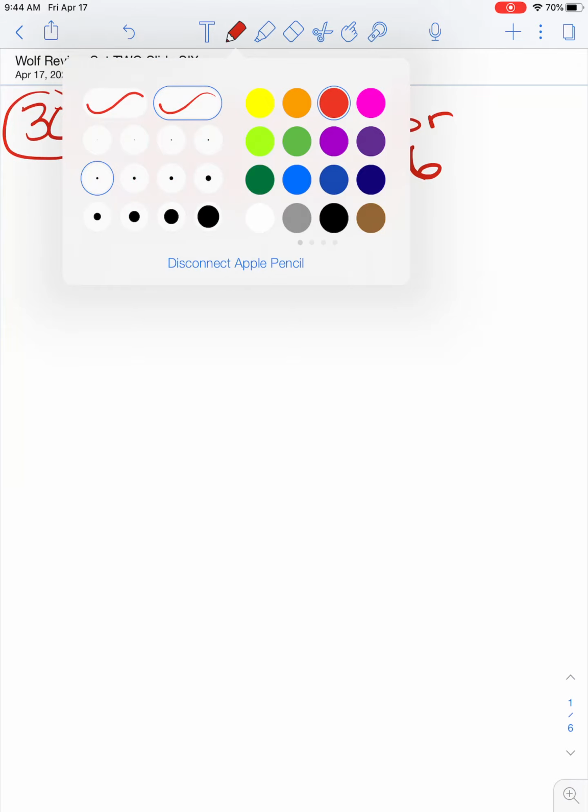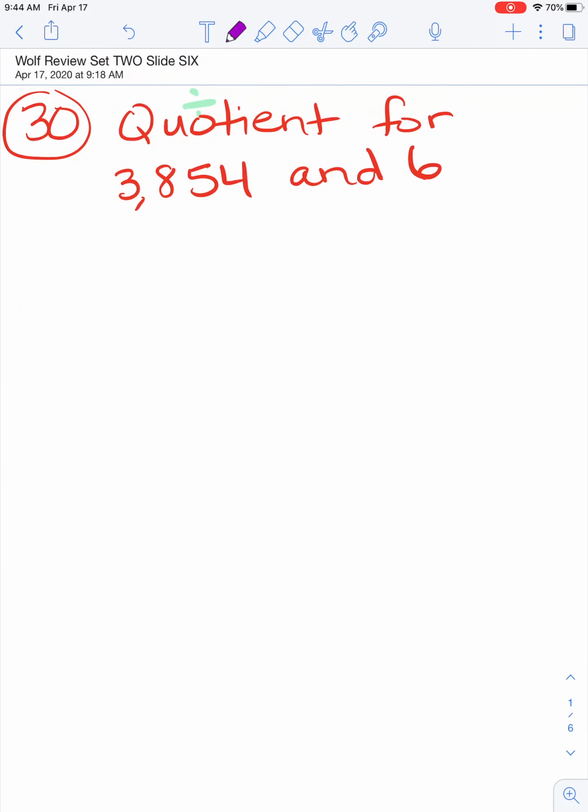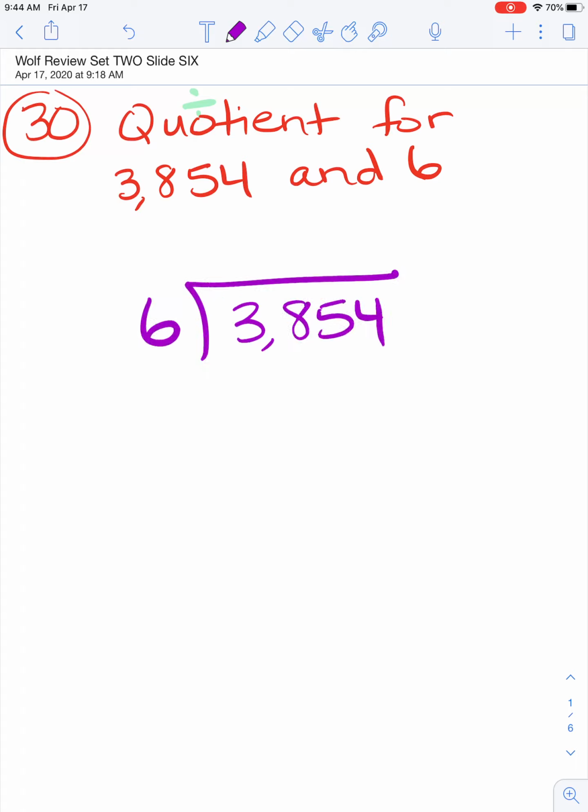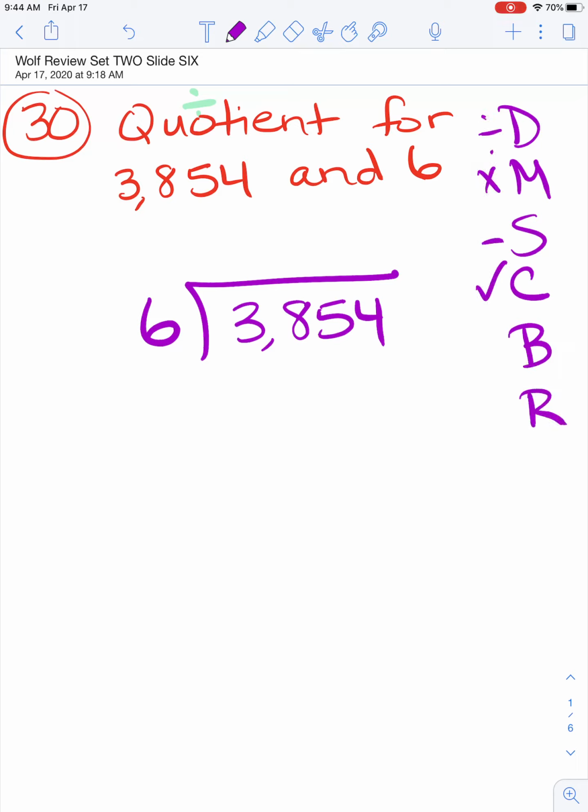I'm going to change my color for my work. So I'm going to take 3,854 divided by 6. Remember our steps. Does McDonald's serve cheeseburgers raw stands for divide, multiply, subtract, check, bring down, repeat, or remainder.